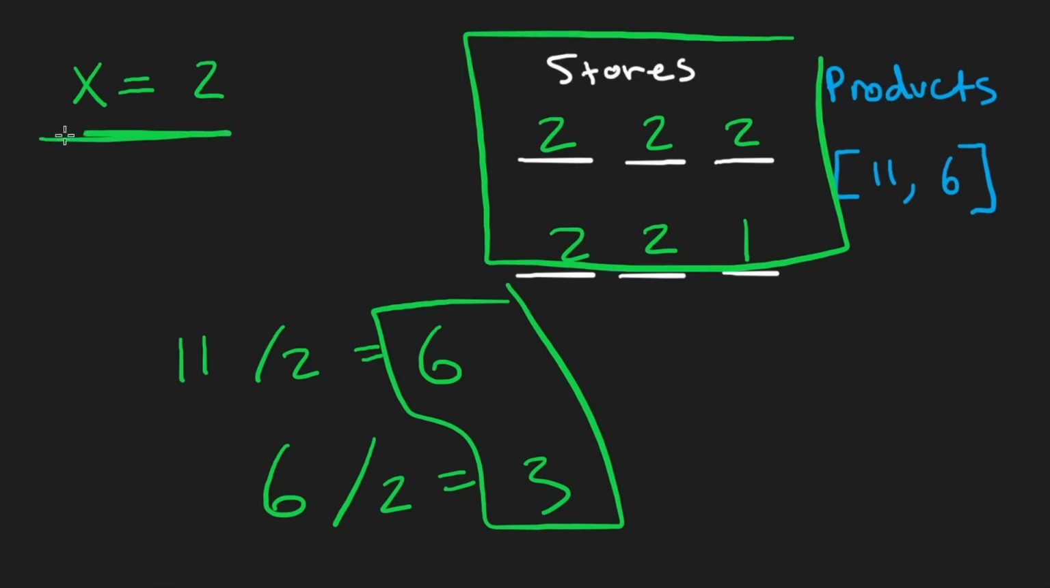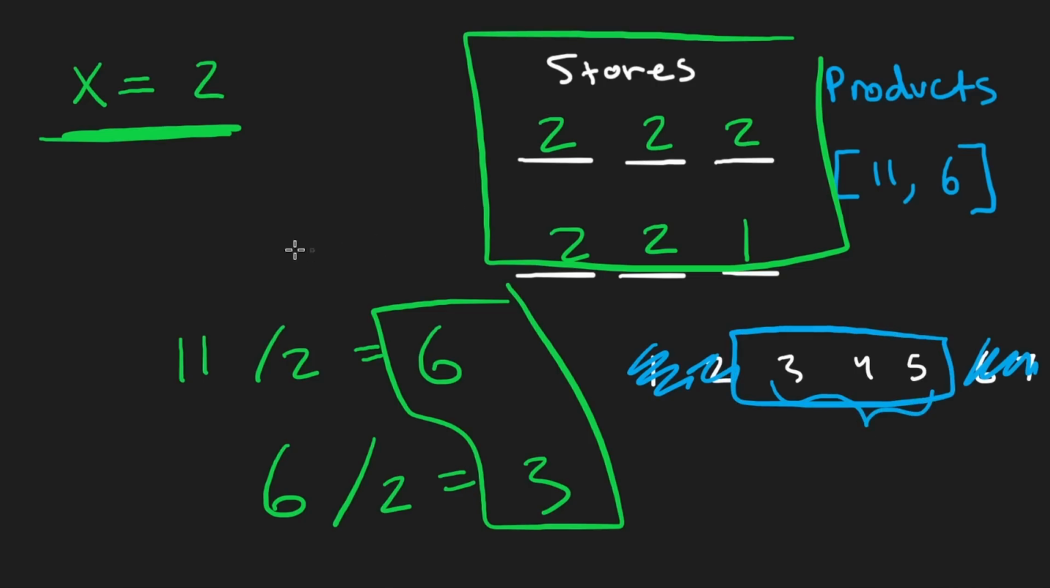So actually, 2 is not viable. It's not big enough. We need a bigger number. So now our search space would be updated. Like we already removed this from the search space. Now we can remove 2 and everything to the left of 2. So we're only now searching this range.